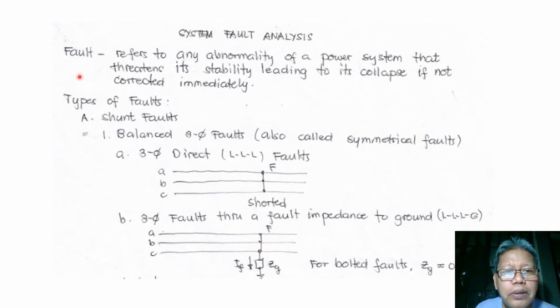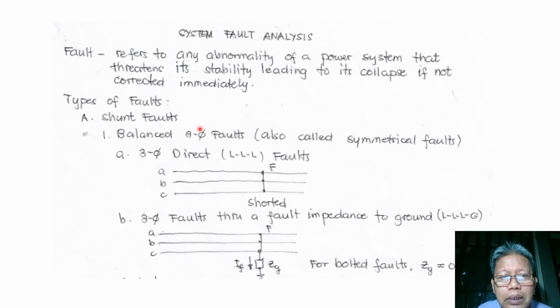A fault refers to any abnormality of a power system that threatens its stability, leading to its collapse if not corrected immediately. Now, there are several types of faults. We have what we call the shunt faults, and under the shunt faults, we have the balanced three-phase faults, also called the symmetrical faults.